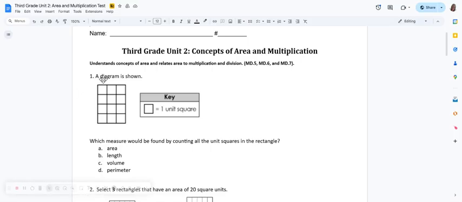Question 1 says, a diagram is shown. Here is the diagram. There's a key to that diagram. Answer this question. Which measure would be found by counting all the unit squares in the rectangle? Would you be measuring A, area, B, length, C, volume, D, perimeter? Circle the answer that best fits that question.